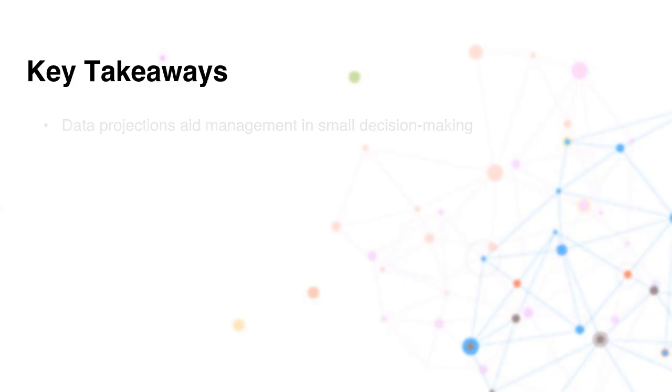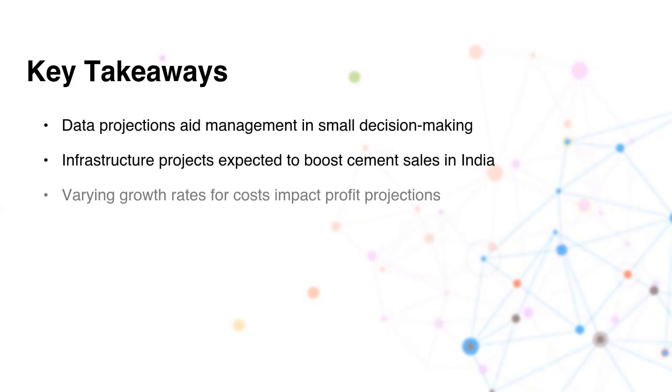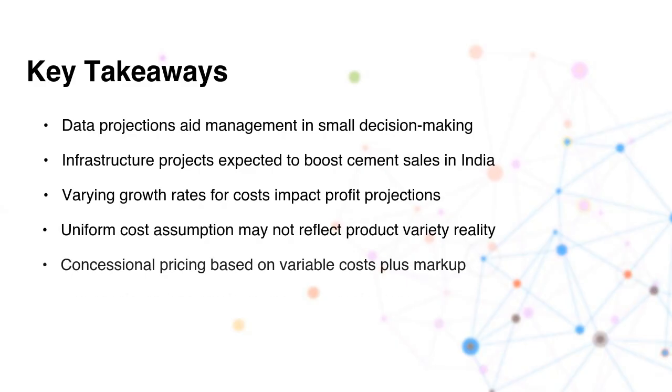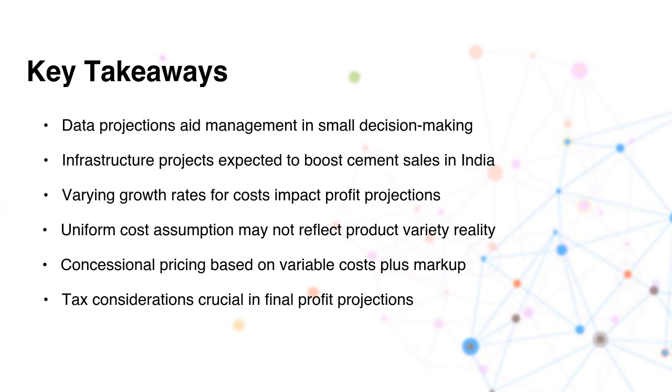The case study concludes by highlighting key takeaways. Data projections prove invaluable for management decision-making, especially in the context of expected infrastructure growth in India. The varying growth rates for different cost components significantly impact profit projections. The study also notes that the assumption of uniform costs across all products may not reflect reality and emphasizes the importance of concessional pricing and tax considerations in final profit projections.